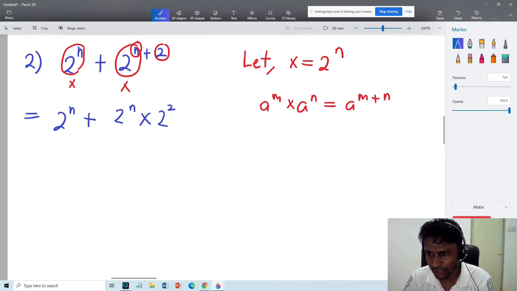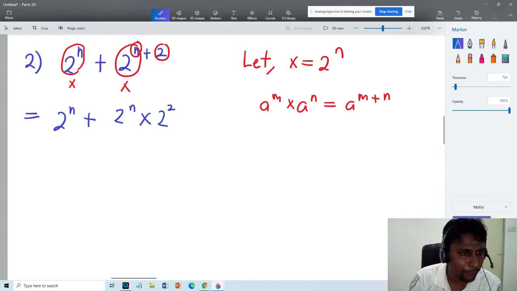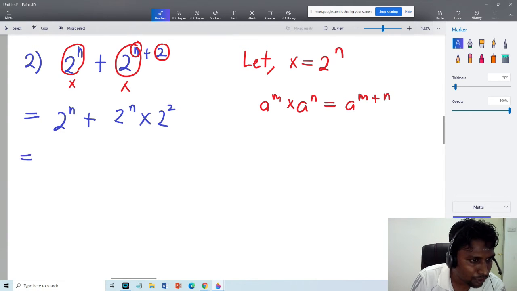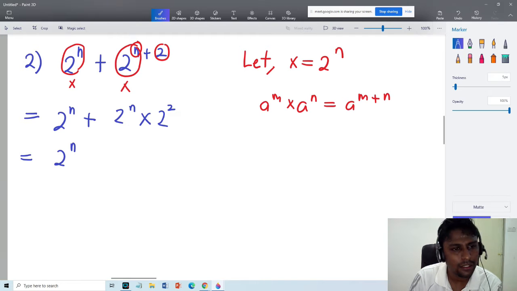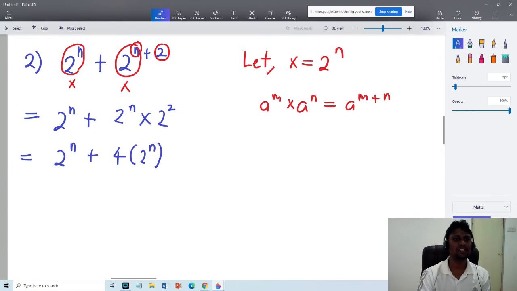Then what I'm going to do is I'm going to write this in this form: 2 power of n, plus 2 power of 2 becomes 4. So 4 times 2 power of n. You see, now I change the 2 power of 2 into a number, then I put a bracket here so that I can see this as a form of x. So I can easily add these two.